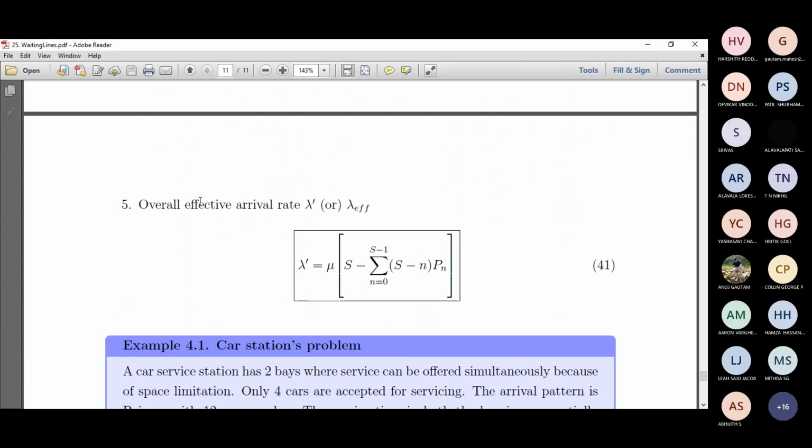Then we talked about the overall effective arrival rate, lambda effective, lambda dash or lambda prime, which equals mu into s minus the summation for n equals 0 to s minus 1 of (s minus n) into pn. So this is a typical formula.